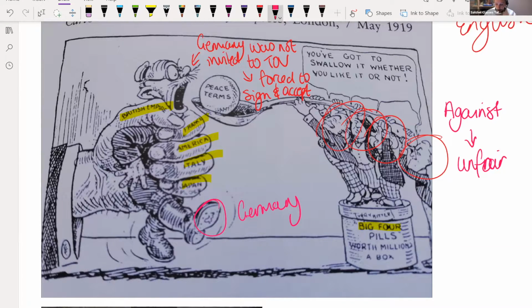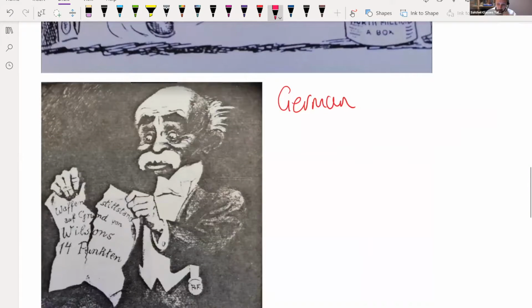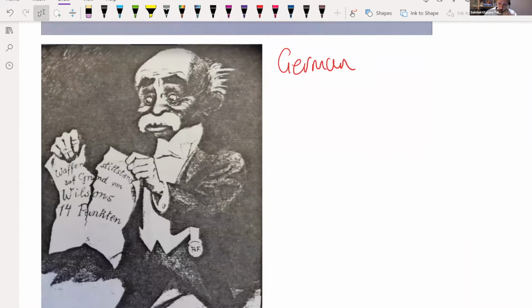Okay, next one. Now, this man is George Clemenceau.